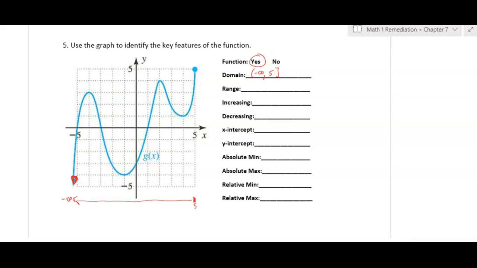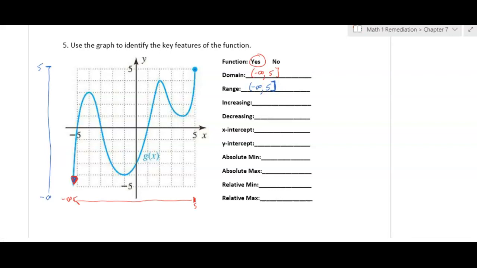When I talk about the range, since this arrow points down forever and ever, it starts at negative infinity and goes all the way to the top here, and that top is at 5. So we say the range goes from negative infinity to the highest point, which is 5, and it's a square bracket also.